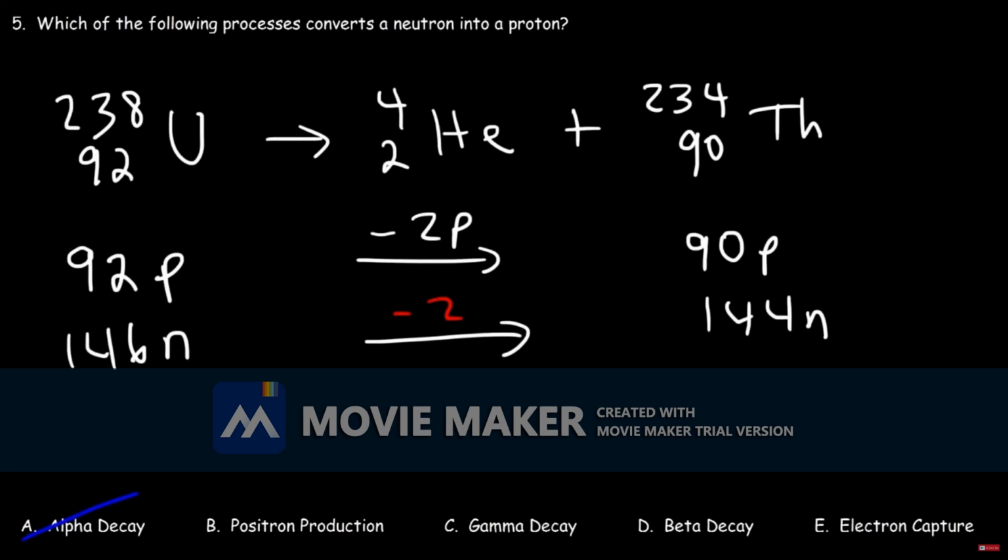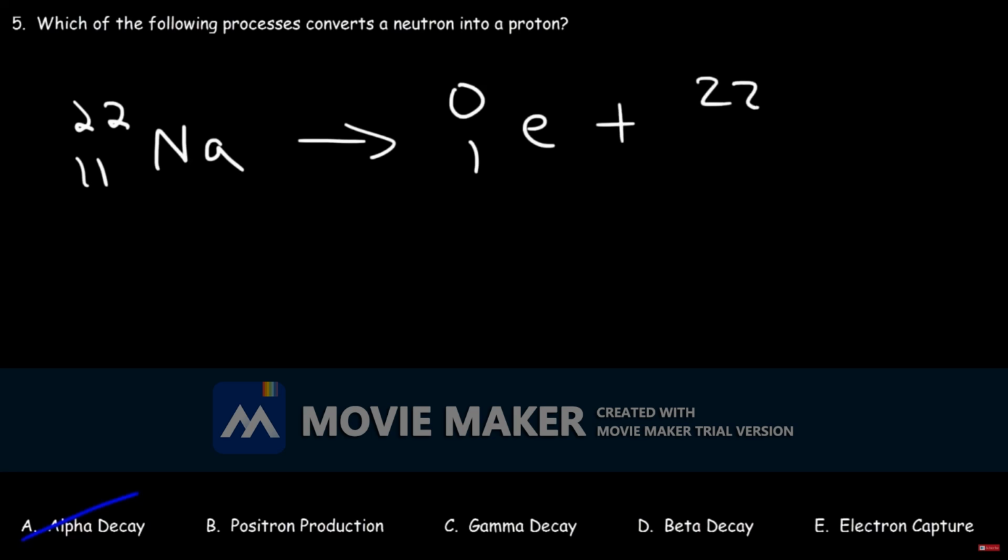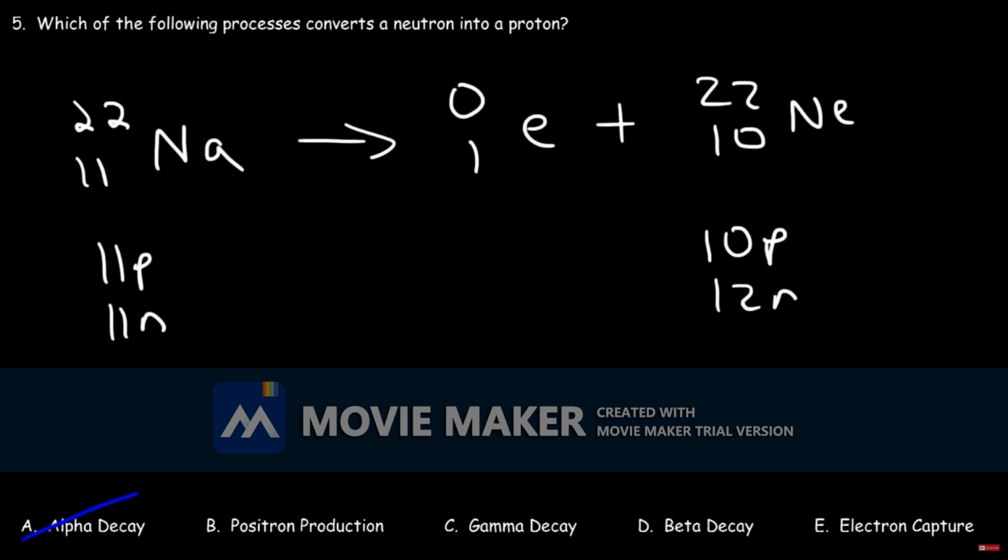Now let's take a look at positron decay. Let's start with sodium-22. It undergoes positron decay, and it produces neon-22. So we can see the mass and the charges are balanced. Now sodium has 11 protons and 11 neutrons. Neon has 10 protons and 12 neutrons. So notice that the number of neutrons increased by 1 and the number of protons decreased by 1.